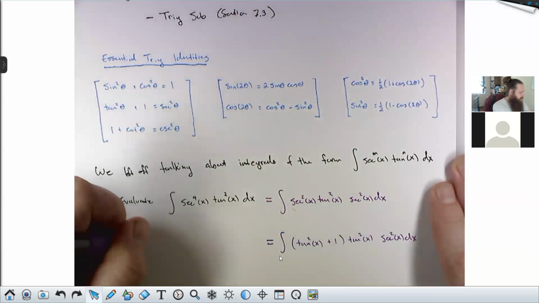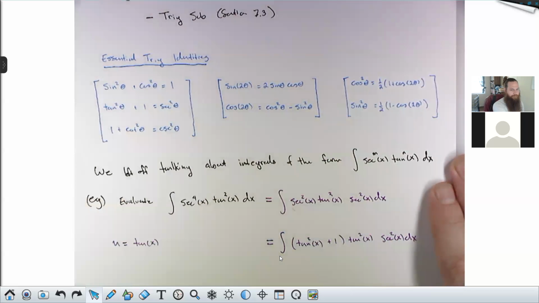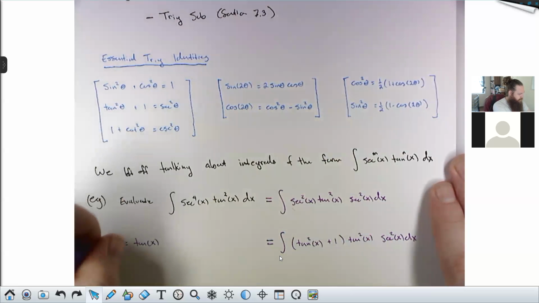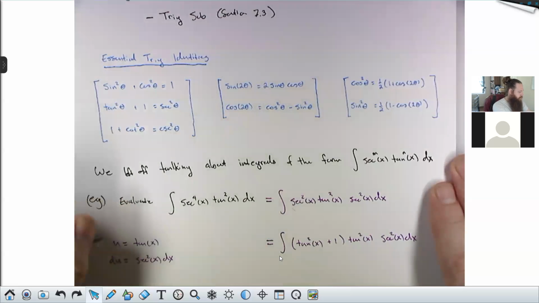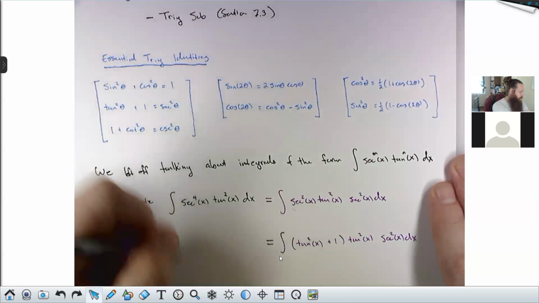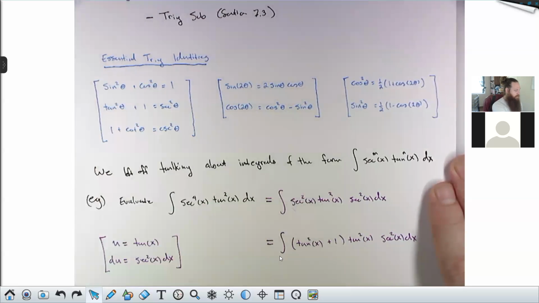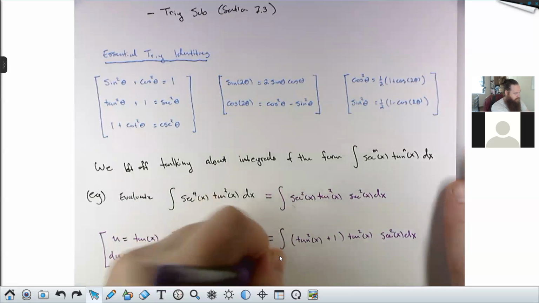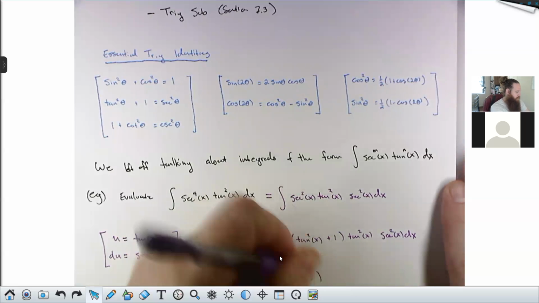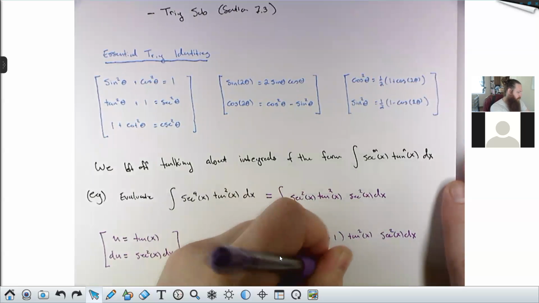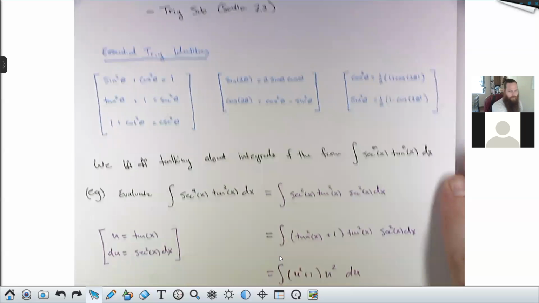I'm going to make that substitution. u equals the tangent of x. du is secant squared x dx, which is why we set aside that secant squared. If I make this substitution in this integral, it becomes the integral of u squared plus 1 times u squared times du.